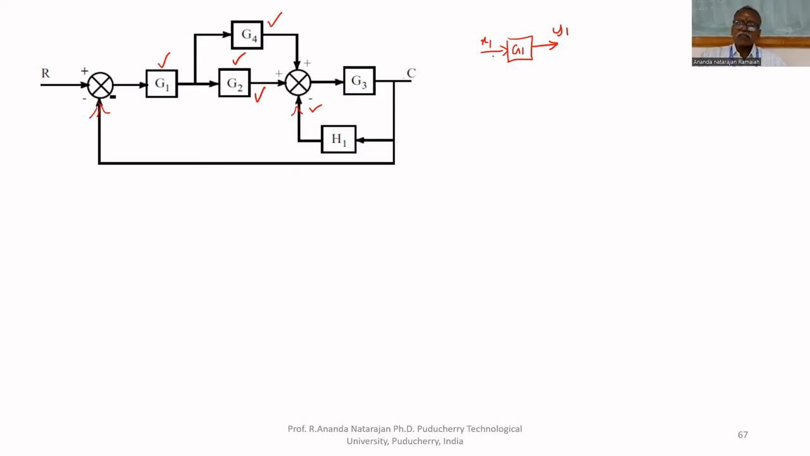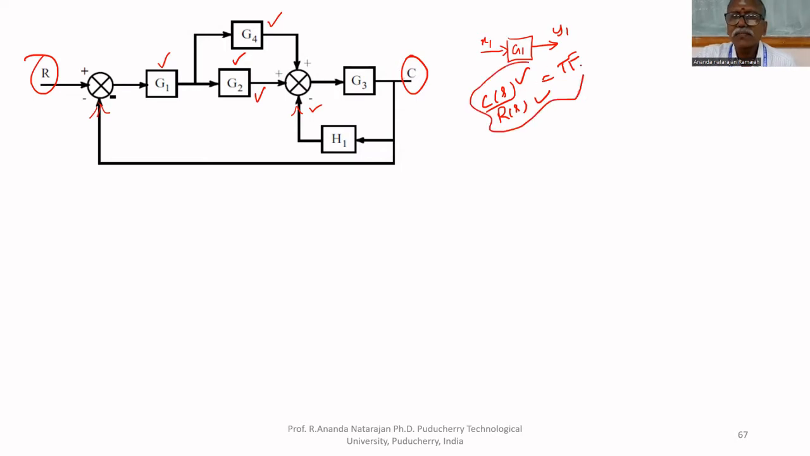We can find a transfer function C(s)/R(s). This is output C(s), input R(s). The Laplace transform of output upon Laplace transform of input is the transfer function. We can find the transfer function by manipulating the 5 equations. For each block, one equation will be there, so 5 equations. If you combine all the 5 equations, you will get the transfer function.